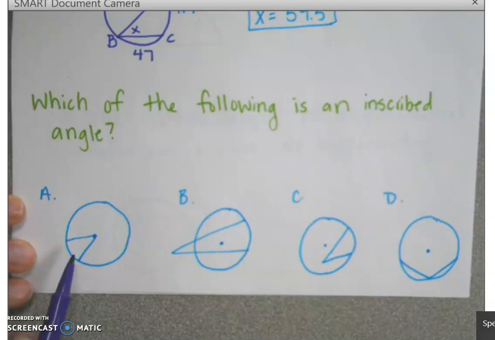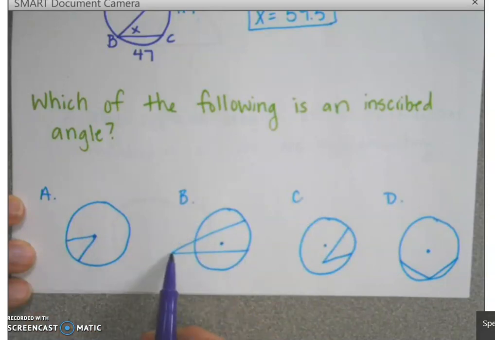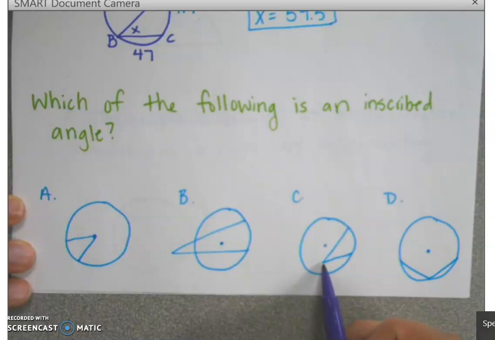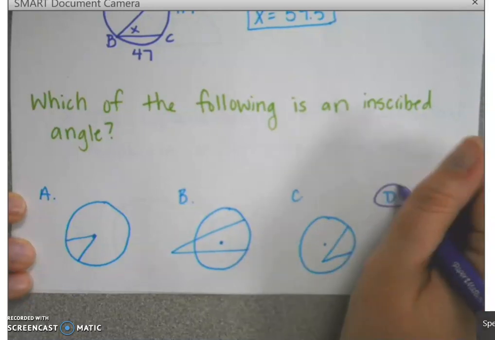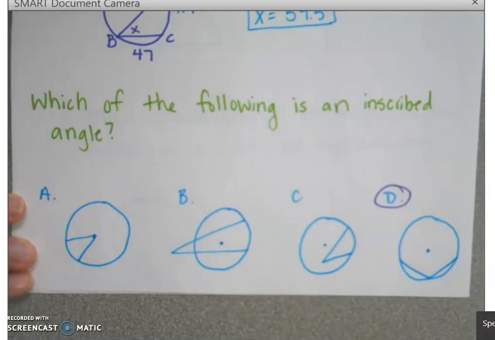So A, this is a central angle. The vertex is at the center. B, this is not central or inscribed. The vertex is outside of the circle. C, this is not central or inscribed. The vertex is inside the circle and not at the center. D has my vertex on the circle. This one is inscribed. I need you to know the difference. It is super important.